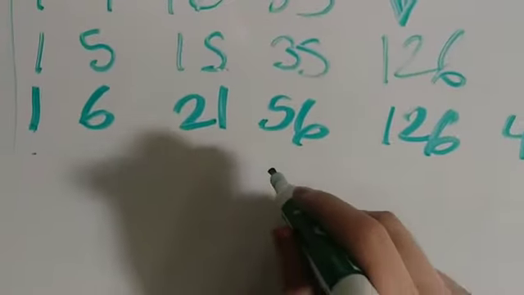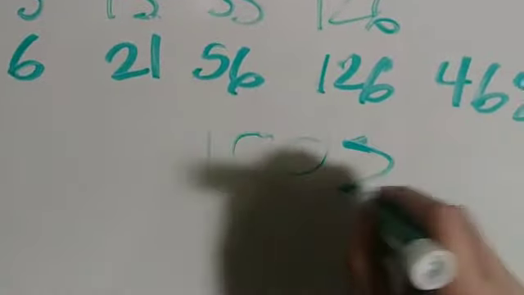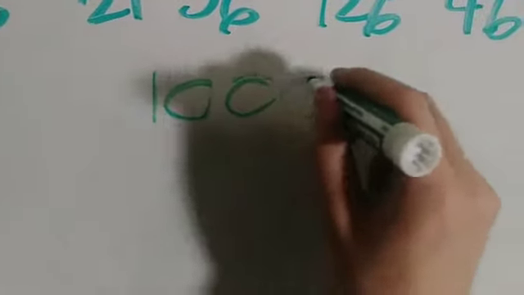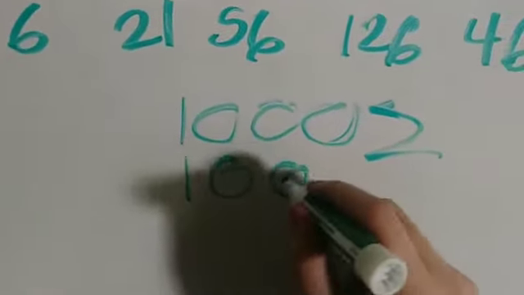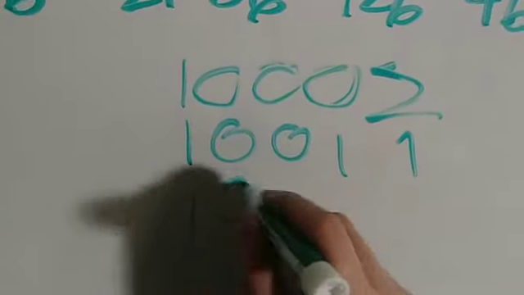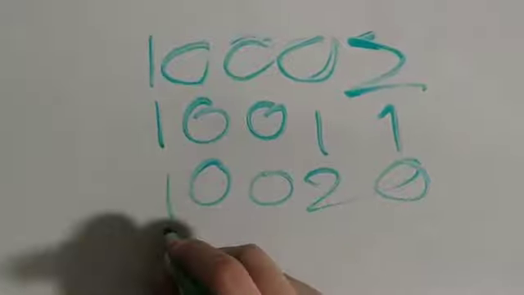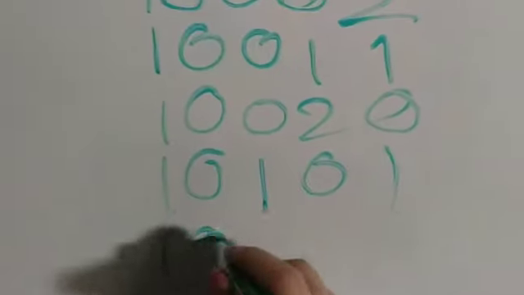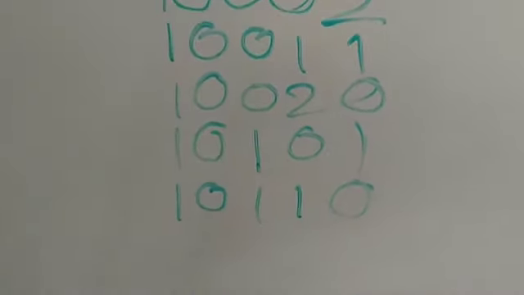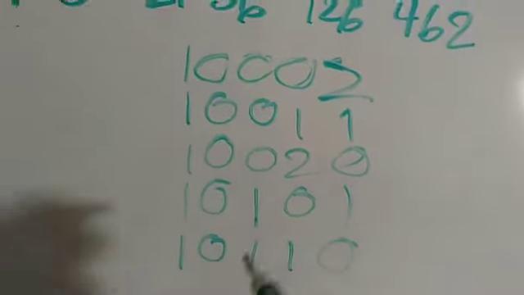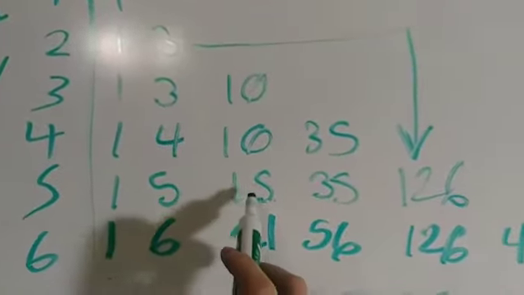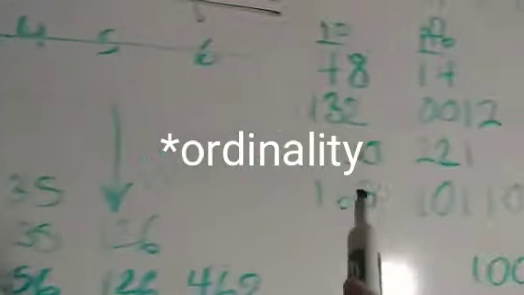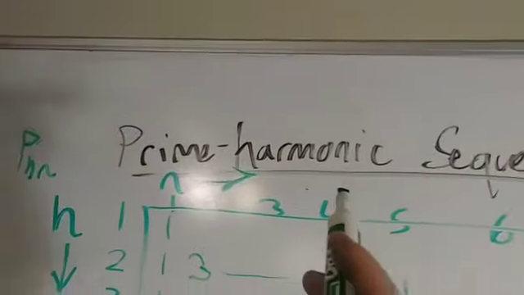It's pretty easy. You start with 10002, 10011, 10020, 10101, and 10110. And that's the number we're looking for. So 1, 2, 3, 4, 5. You count all of these numbers until you get to there, and then you add 5, and that is the cardinality of 165 in the prime harmonic sequence.